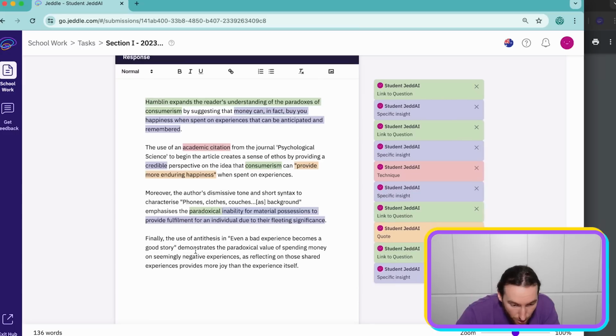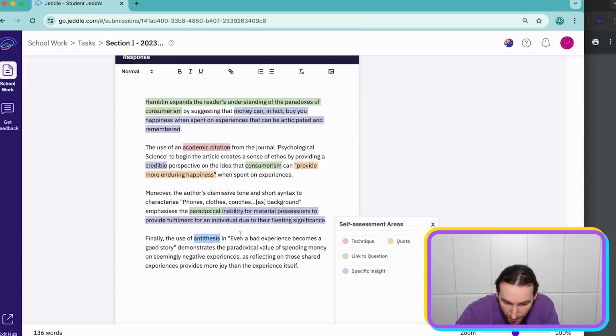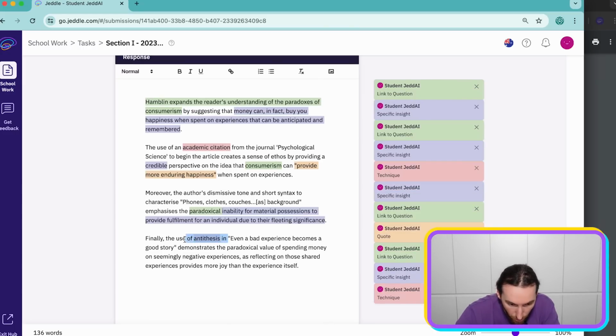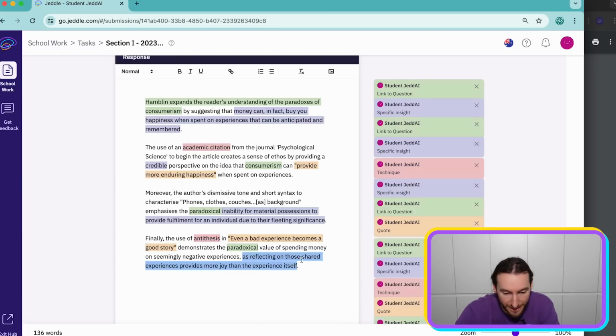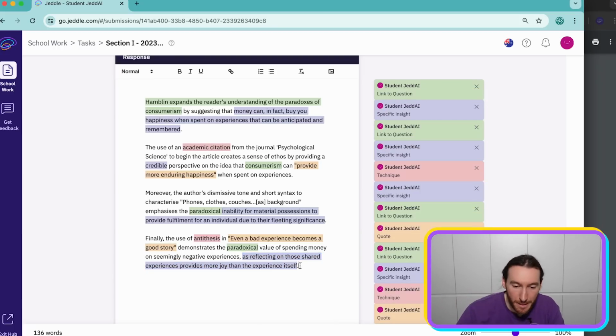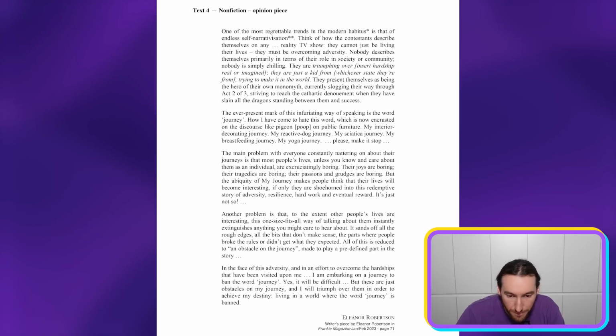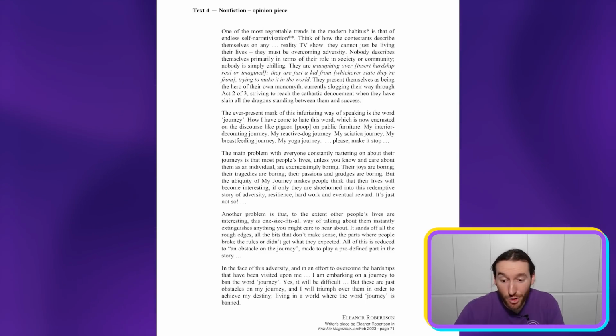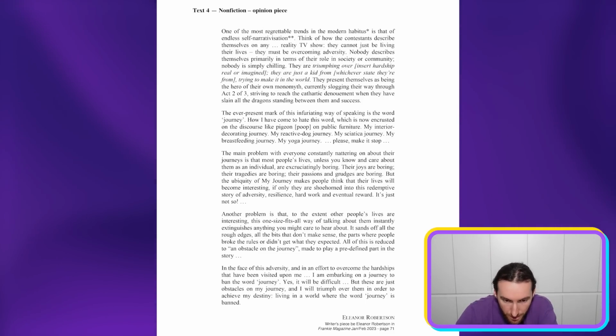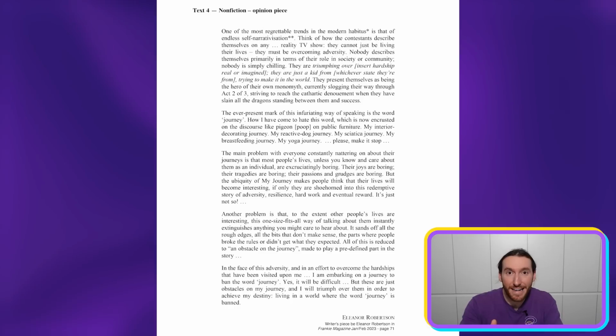Excellent. All right, great. That's how you can nail the 4-marker. So technique, quote, verb, and then paradoxical value. There's our link to the question of spending money on seemingly negative experiences. As reflecting on those shared experiences provides more value than the experience itself. What a great insight that we can finish on. So that's how you can get 4 out of 4 there. Now, next question. Pause the video, read the text.